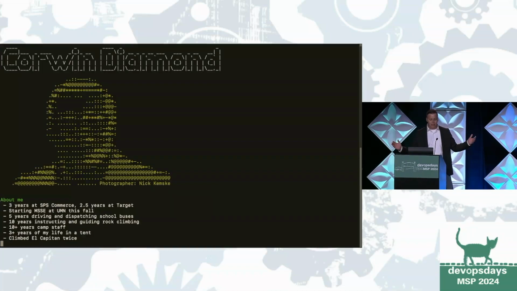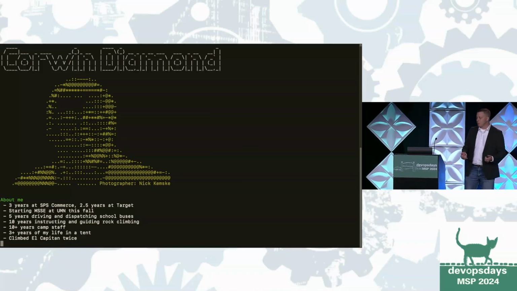All right, so about me. I've been at SPS Commerce for 3 years. I'm a reliability engineer. Before that, I was at Target for a couple of years. Before that, I drove school buses and did a lot of climbing and camping, and this fall, I'm going to be starting my master's in software engineering at the U of M.